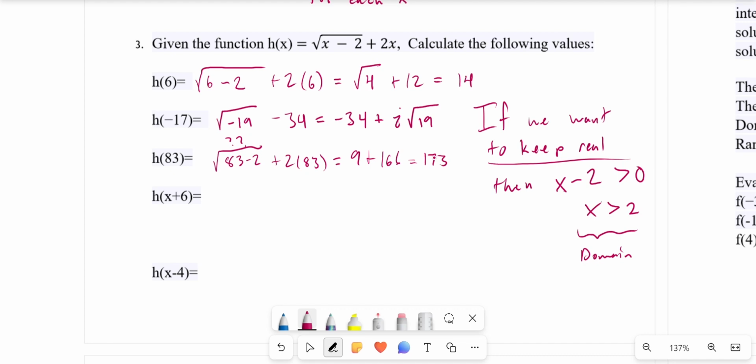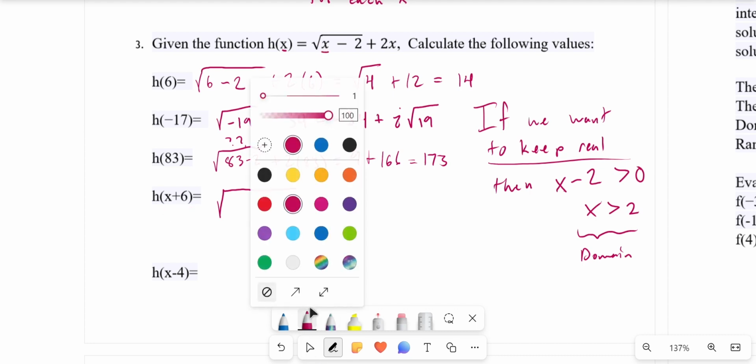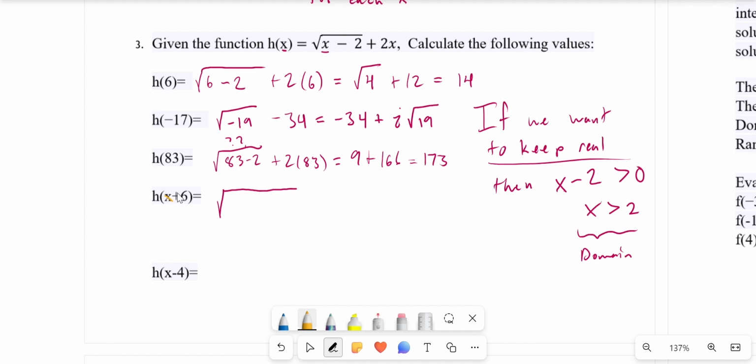Here we have not a number, but some other values plugged in. This is not a big deal. All you have to do is replace where you saw an x with now whatever this is. Right, now we have some value x plus 6, which is inside the radical. So everywhere I saw an x before, I'm going to say x plus 6.